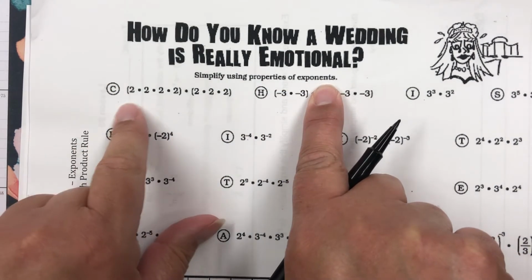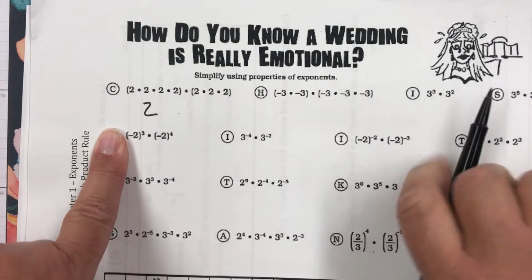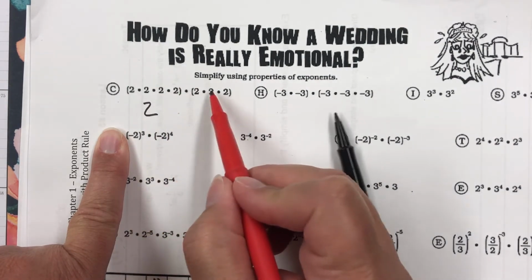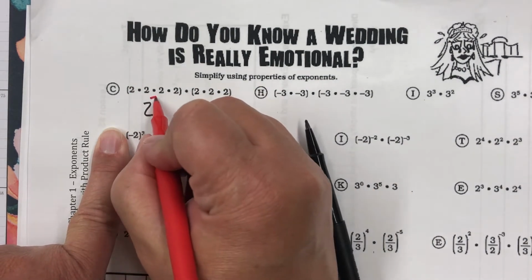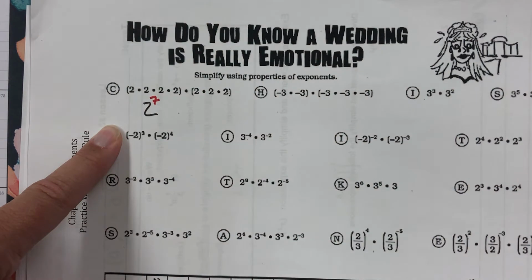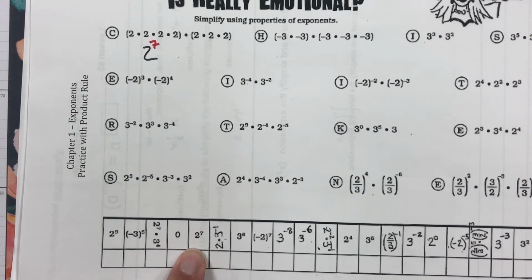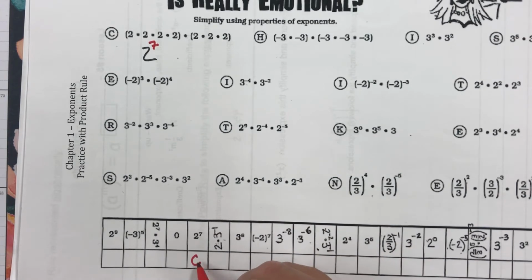Okay. So here, it's very obvious that my base is 2. And then I'm going to count. 1, 2, 3, 4, 5, 6, 7. 2 to the 7th power. And I'm going to come here on the bottom and find 2 to the 7th power. So that's letter C.